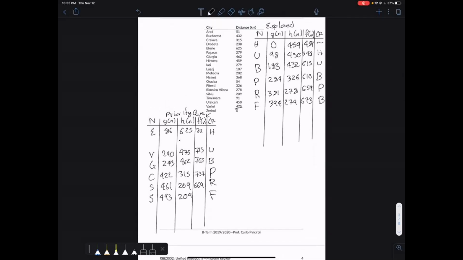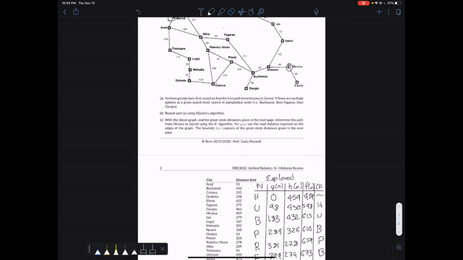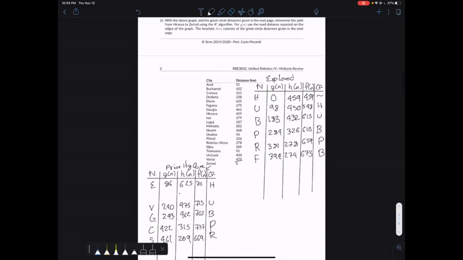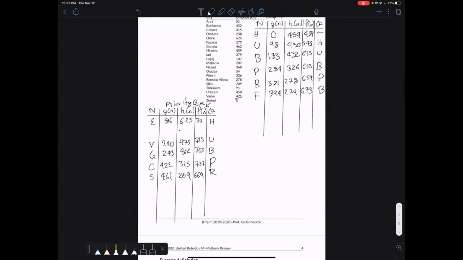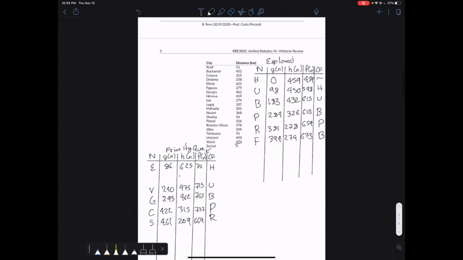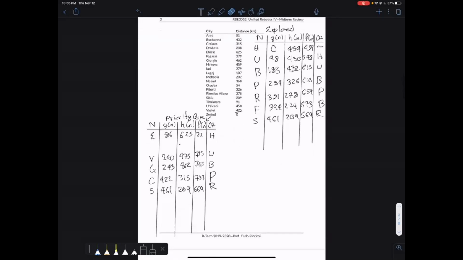We can look at what our F of N would be equal to. In this case, our G of N is bigger and our H of N is the same. So I know that this bottom node is a higher cost, so we're not going to keep that in the list. Cool. And now we're going to explore the next node in our list. In that case, it's going to be node S, which has a cost of 669. So S is equal to 461, 209, and 669, and that came from node R. And we're going to go ahead and remove this out of our list and add all of its neighbors.